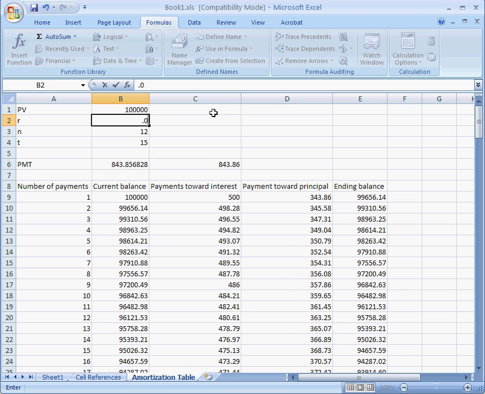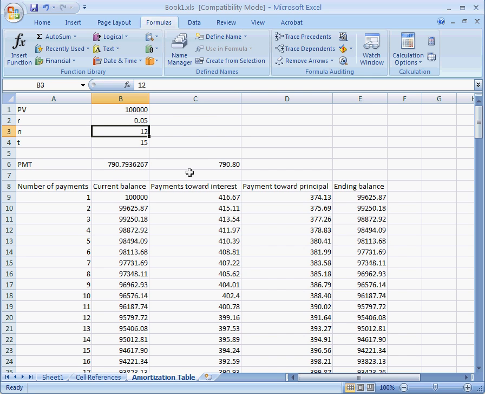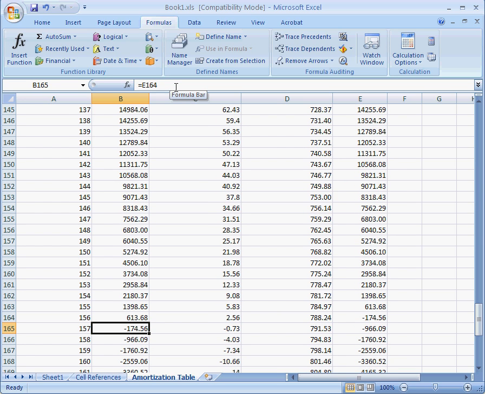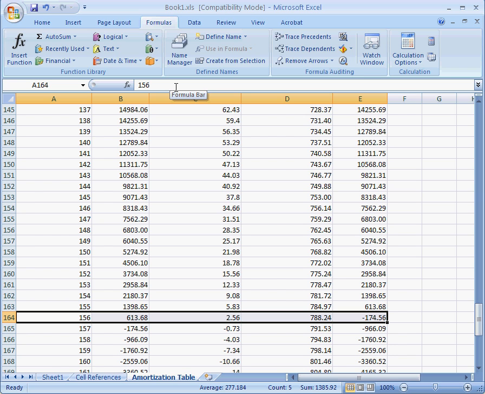Another nice thing about having the whole amortization table in front of me, I can look at some scenarios. So let's suppose after the first year, I come into some money and I make an extra $10,000 payment. Well, I can look down and see what that does to the overall loan. Looks like I pay this off on the 156th payment, so I save 2 years in the loan by doing that.